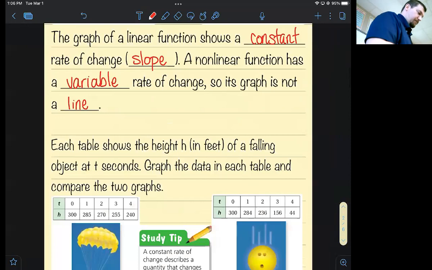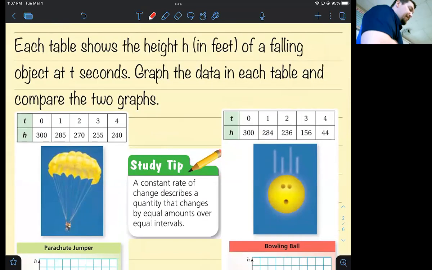Look at this next example. We have a parachuter and a bowling ball. Now I want you to imagine pulling your parachute string when you're falling from the sky and dropping a bowling ball from the top of the Hoover Dam. Which one do you think is going to be linear? Which one's going to give you that constant speed? Deegan? The bowling ball's falling at the same rate?